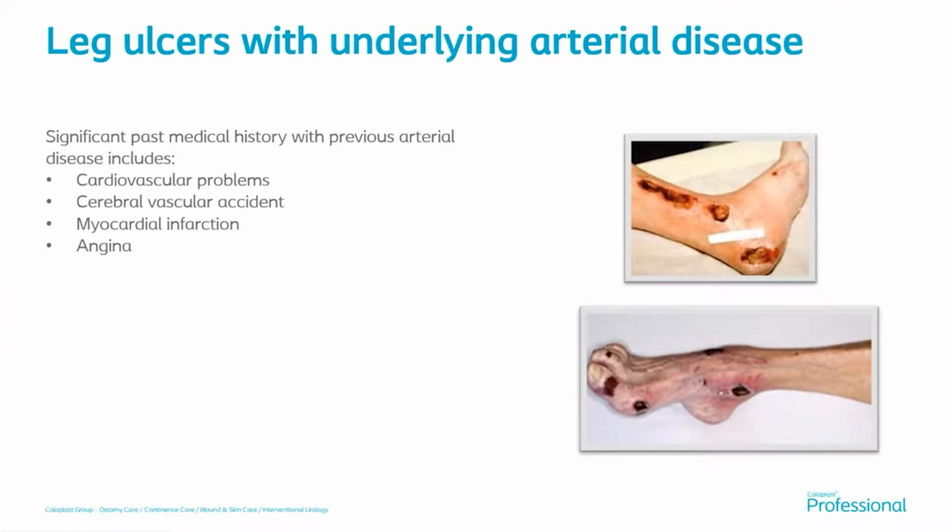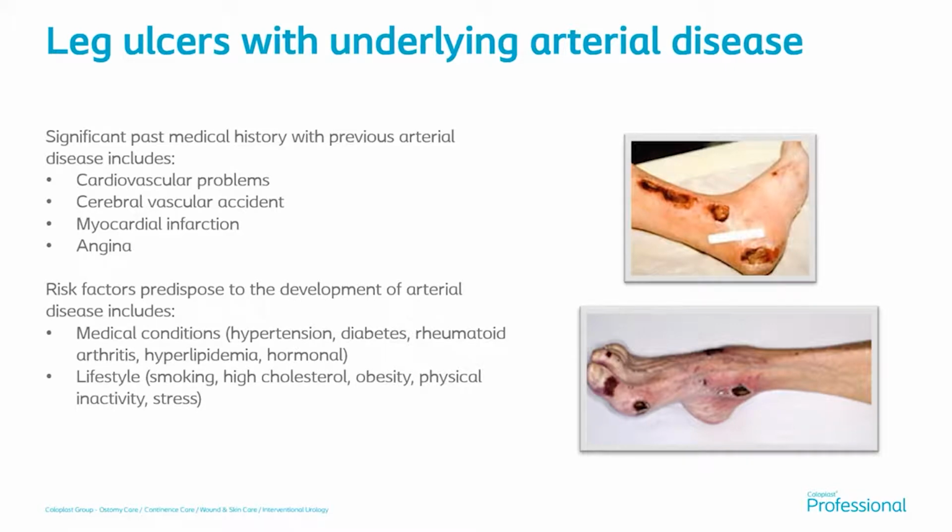So these ulcers with the underlying arterial disease have quite a significant medical history usually. They may have experienced cardiovascular problems, they may have had a heart attack in the past, they may suffer from angina. So taking a history from a patient is really key.